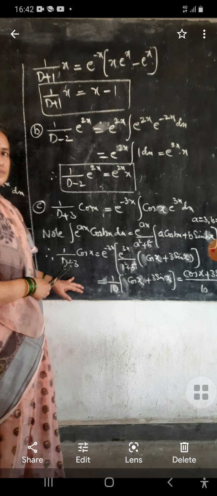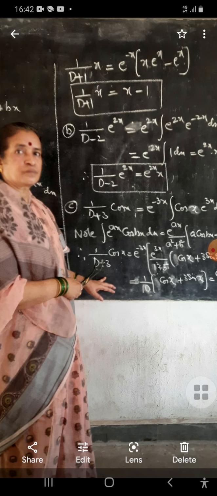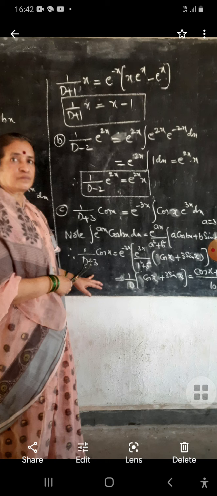Now B part: 1 by D minus 2 operating on e power 2x. So e power 2x into integral e power 2x into e power minus 2x dx. So that is nothing but e power 2x into integral 1 dx. That is simply e power 2x into x. So the answer is e power 2x into x. C: 1 by D plus 3 operating on cos x.